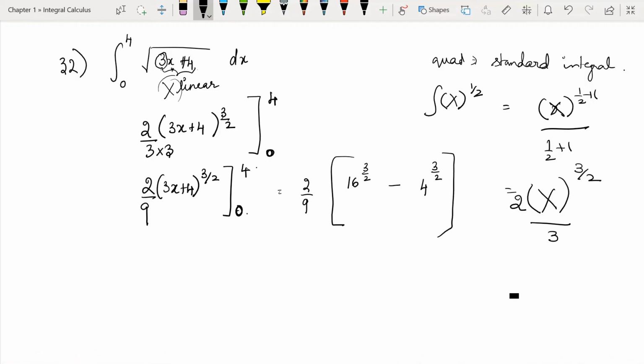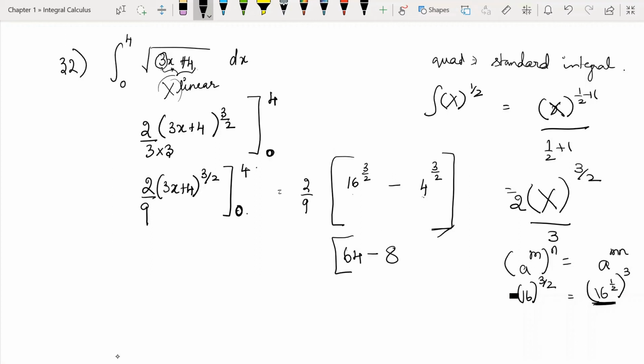Now close the bracket. What we can do is, you have learned a power m whole thing raised to the power of n is a power mn, right? So in this case, I'm going to write 16 raised to the power of 3 by 2 as 16 power half, whole thing raised to the power of 3. And what is 16 power half? It is nothing but 4. What is 4 cube? 4 cube is nothing but 64. Minus, same thing is applicable for 4 power 3 by 2 as well. What is 4 power half? 2. And what is 2 cube? It is nothing but 8.